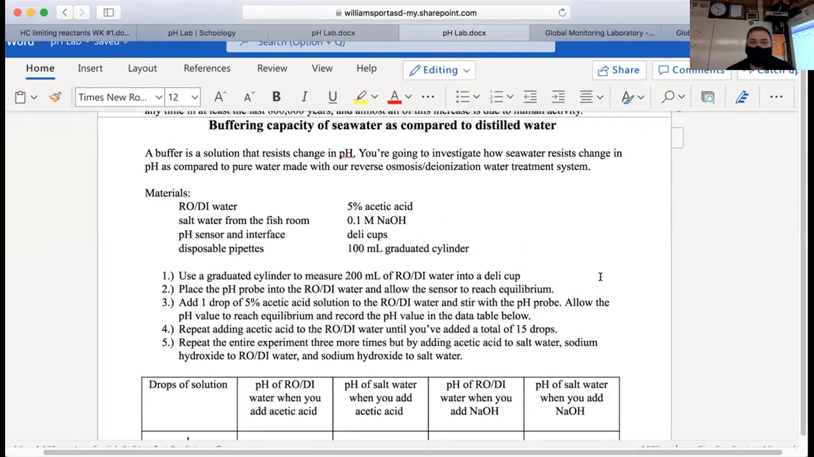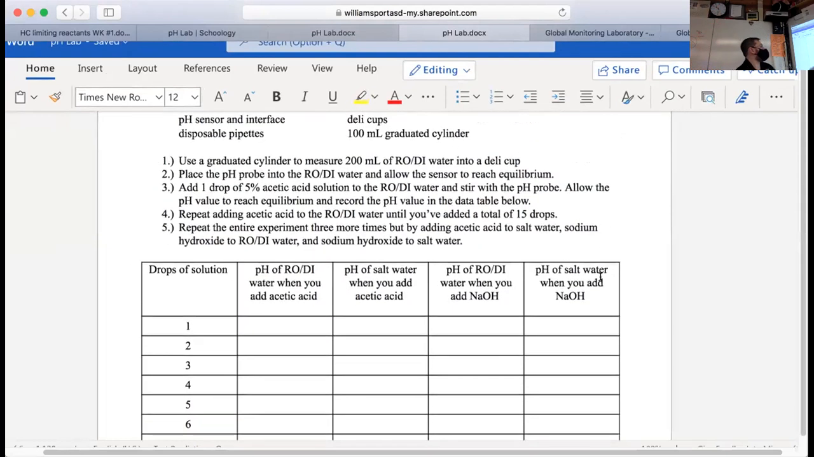On the lab paper, it says pH of RODI water. We make water here at school where we take tap water and use a reverse osmosis deionization system to remove all the impurities to get down to pure H2O. You're going to take a sample of pure water, add acetic acid, which is vinegar, dropwise, and measure the pH.